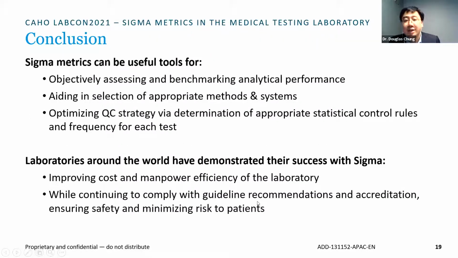And so in conclusion, I just want to conclude that Sigma metrics can first be useful tools for objectively assessing and benchmarking your performance in the lab, aiding in selecting the appropriate method and the appropriate system for you when you're deciding what to use, and also in optimizing your QC strategy via the appropriate QC rules and the appropriate QC frequency for each test. And secondly, we have shown that labs around the world have demonstrated their success with Sigma, right?